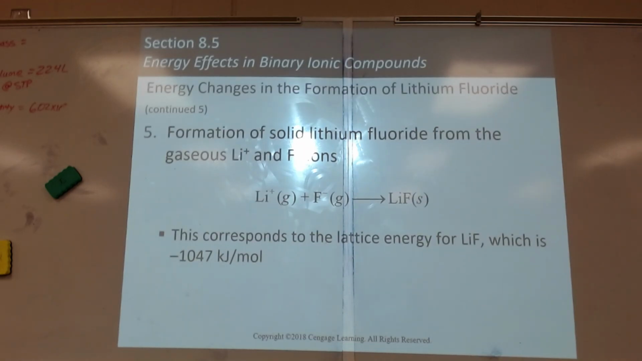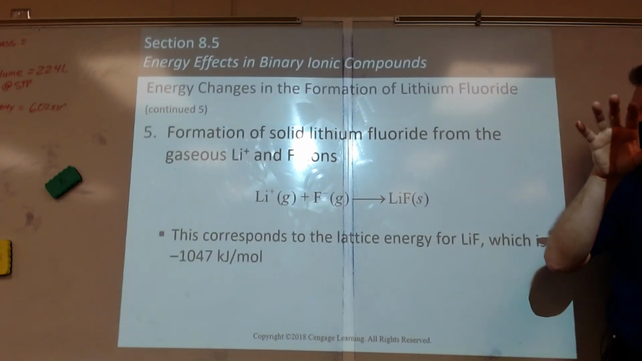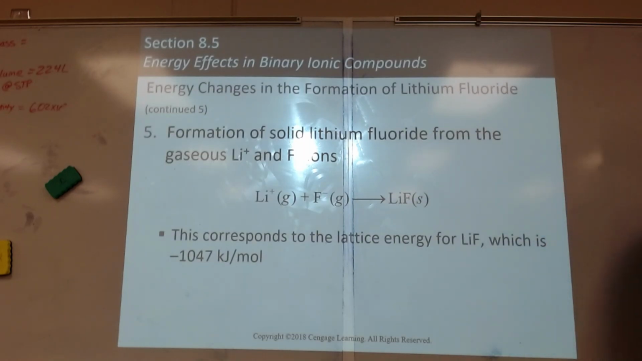Now I have my lithium ion, my cation. I have my fluoride ion, and they're going to come together and form a solid. For this to happen, they both need to lose energy to attain this lower energy state. And the lattice energy for lithium fluoride is 1,047 kilojoules per mole. Because the energy has to be released, it's going to have a negative sign. Okay, so this is how we make lithium fluoride.